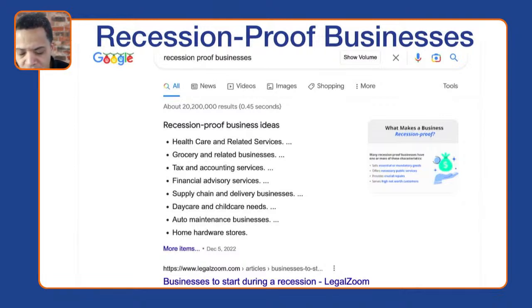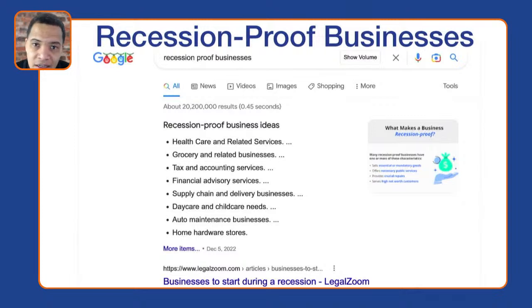They give us back this article from LegalZoom.com, right? And this article from LegalZoom basically says, okay, here are recession-proof businesses, or business ideas: healthcare and related services, grocery and related businesses, tax and accounting services. Does this start to make sense? I mean, healthcare, obviously, because no matter what, you still need to be concerned about your health, okay? Grocery and related businesses. All right, man, I can't go out to eat every day, but now I have to go to the grocery store and start getting food because it's cheaper and I need to eat, right?